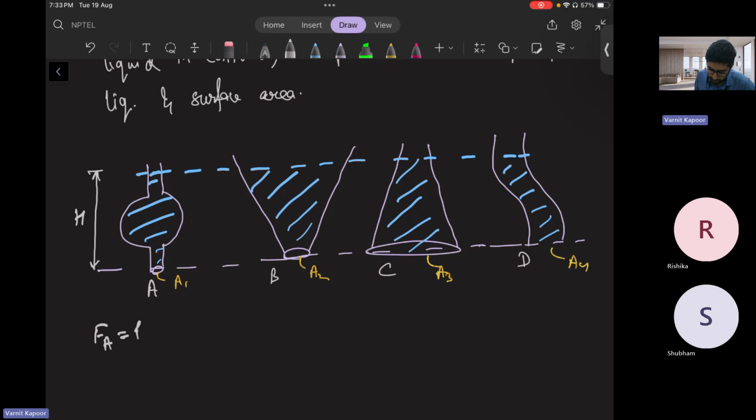So what is the pressure force here? Force at A is pressure into A1. Whatever pressure P is there will be the same. It doesn't depend on shape. Pressure is always rho g H, so pressure will be the same and area is different. Force at B is pressure into A2, force at C is pressure into A3, and force at D is pressure into A4. And what is the pressure value in all these scenarios? Pressure is rho gH.